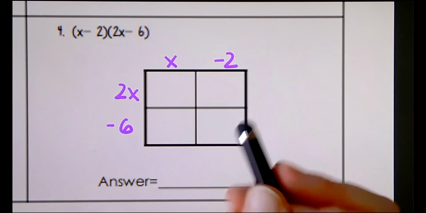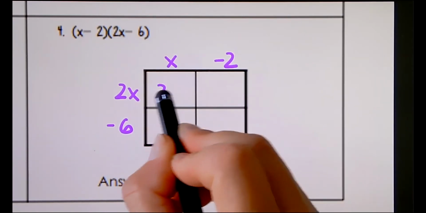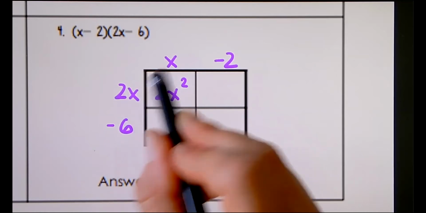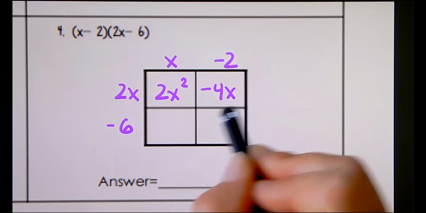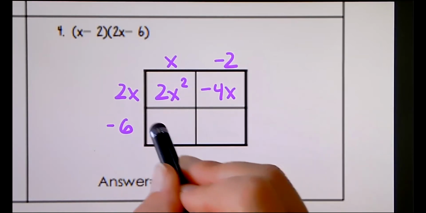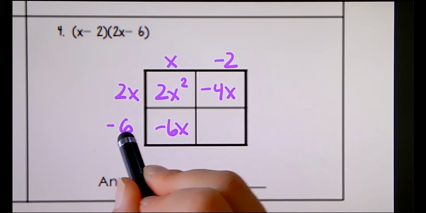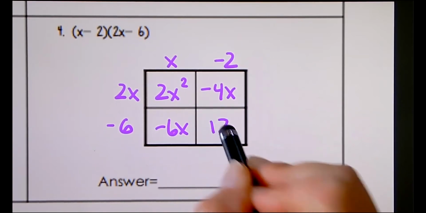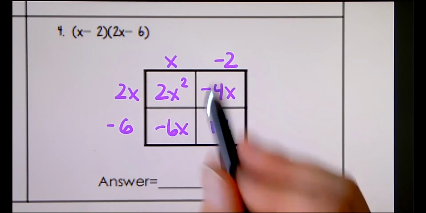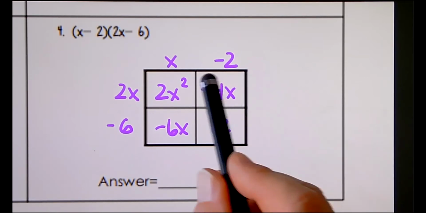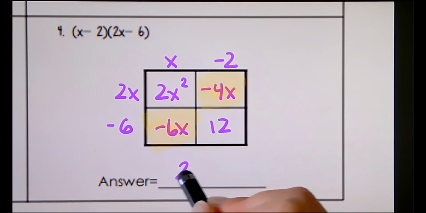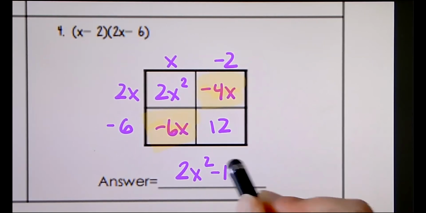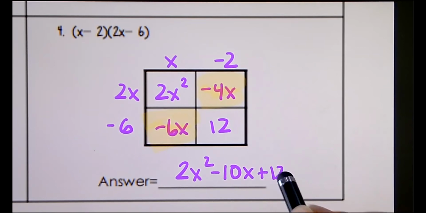And now we're going to multiply these. 2x times x, 2x squared. Okay, we're always multiplying to get these boxes. 2x times negative 2, negative 4x. Negative 6 times x, negative 6x. Negative 6 times negative 2, positive 12. Okay, negative times negative is a positive 12. And again, combine like terms. So those are my like terms. So I'm going to get a 2x squared minus 10x plus 12. And that's my answer.